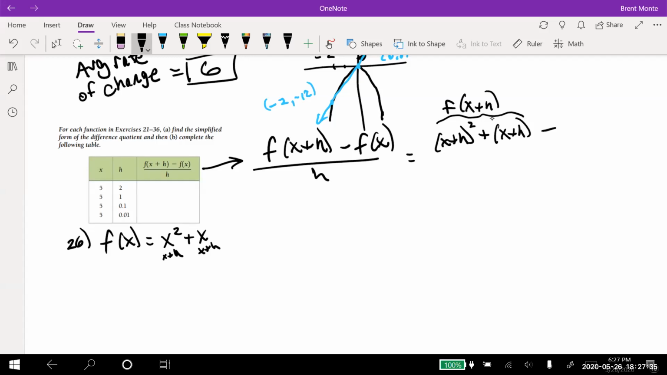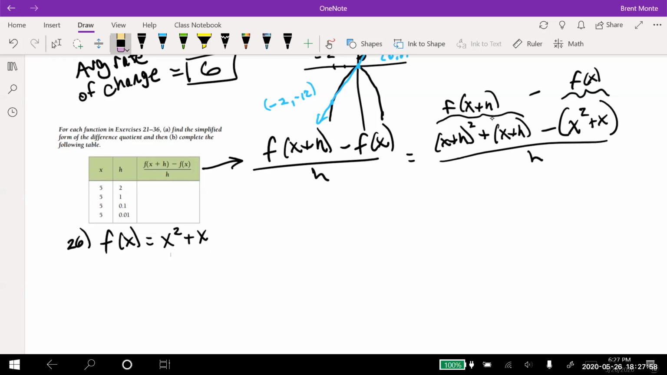And then minus f of x is just the function itself. It's the x squared plus x. So this part is just f of x. So there's my f of x plus h, all that, minus f of x, all over h. Now, what I need to do is simplify that.